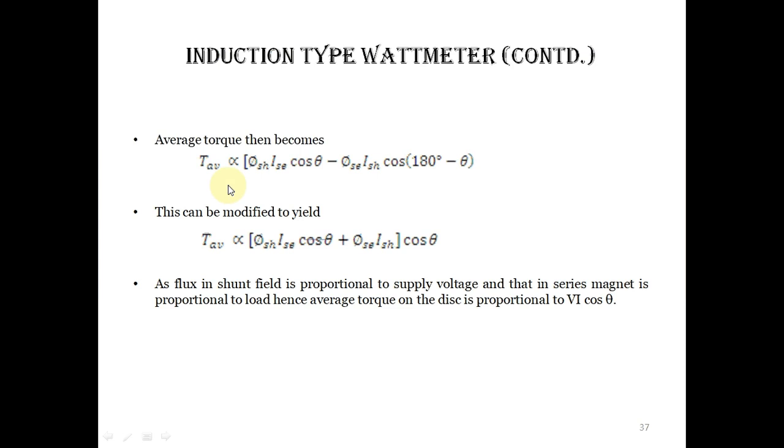So what is the average torque? What is 180 minus theta? You will get the plus sign over here. Here cos theta will not be there because we can take common. Now what is shunt field? Phi SH is proportional to supply voltage, and that in series magnet is proportional to load. Hence average torque on the disc is proportional to VI cos theta.